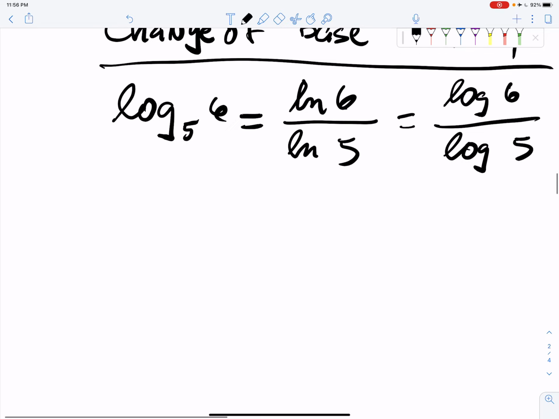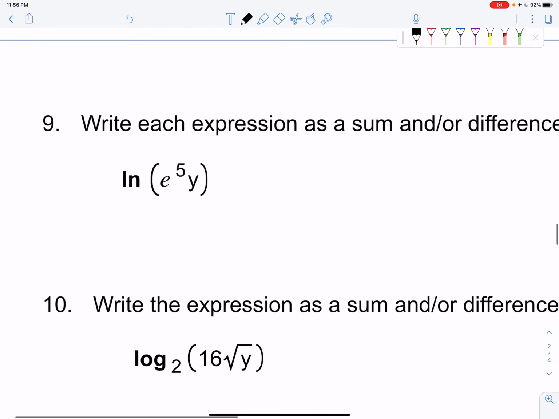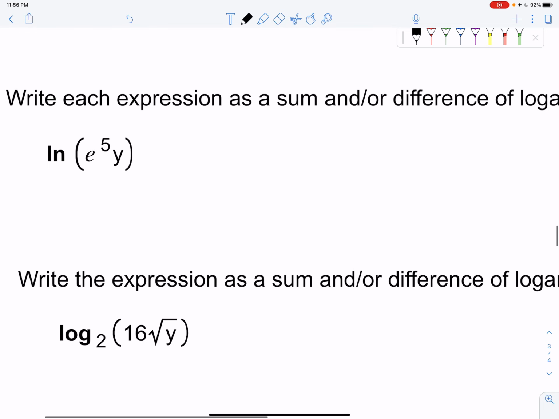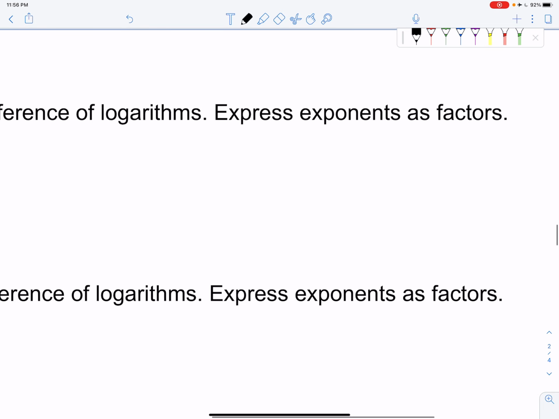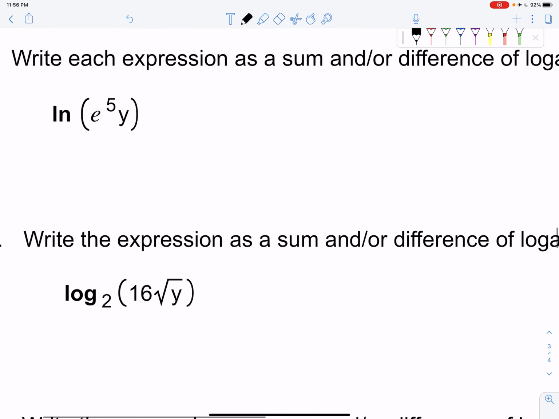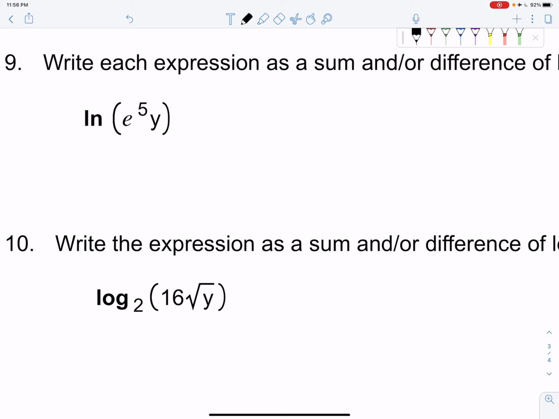Okay, those are the rules. And what's next? Write each expression as a sum or difference of logarithms. Express the exponents as factors. Same directions. So we want to write this as ln, but like I said, if you're not used to that notation, I don't think it's a bad idea to write it as log base e. And then remember, this is a product, so now we've got log base e of e to the fifth plus log base e of y.